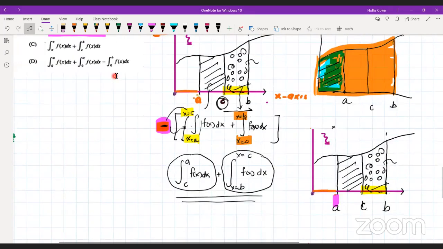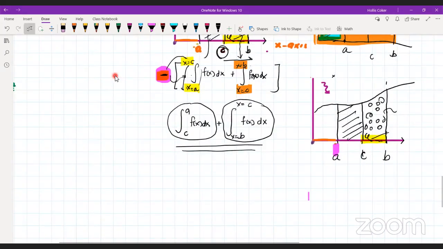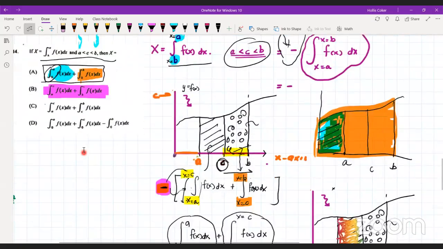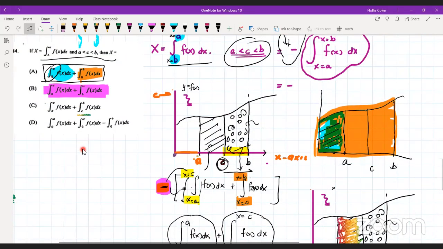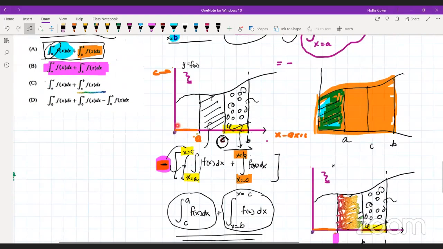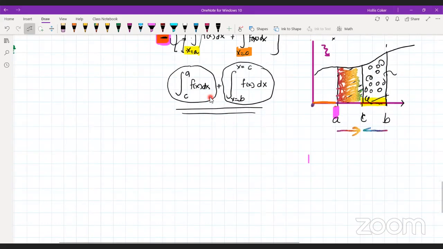I'm going from A to C, so I'm going from here to here. That's this area here. So I got that area, A to C, and it looks good because I went from the lower to the upper so far. But then I'm going from B to C, and to go from B to C, I'm going backwards now. No, that wouldn't work.